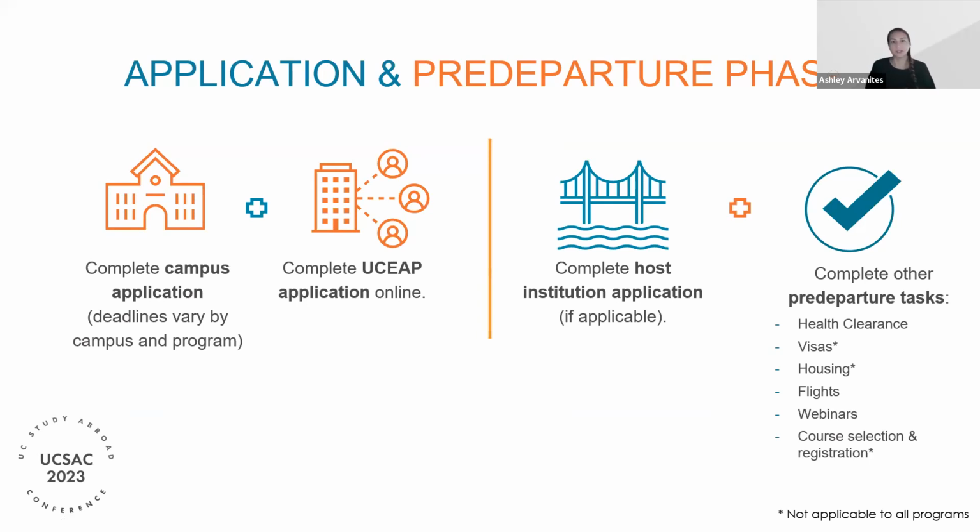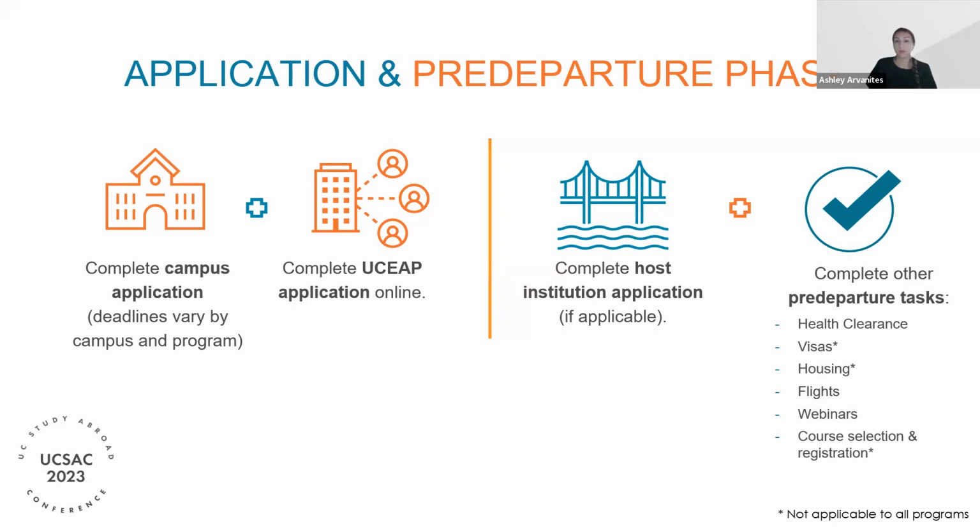All right, so now that students have identified their program, they're ready to apply. Again, as I mentioned in the beginning, the deadlines are going to vary by campus and program, but generally they're about 6 to 9 months before the program starts. Students must complete a campus application and a UCEAP application. Each application may have different requirements. However, all application steps and campus-specific deadlines are included on the How to Apply tab of our website.